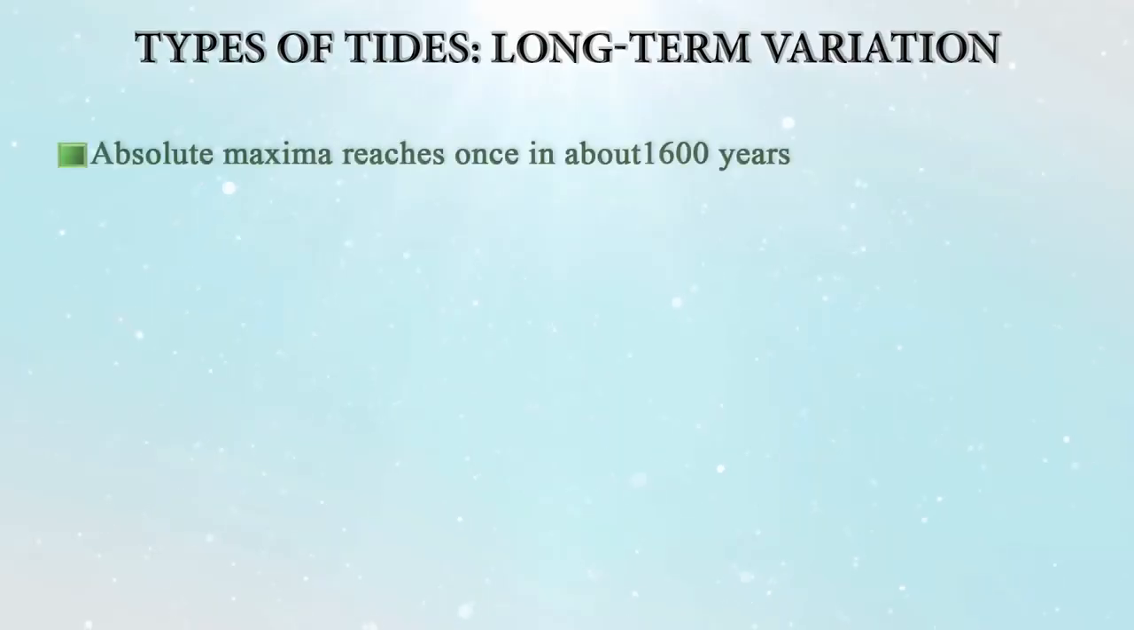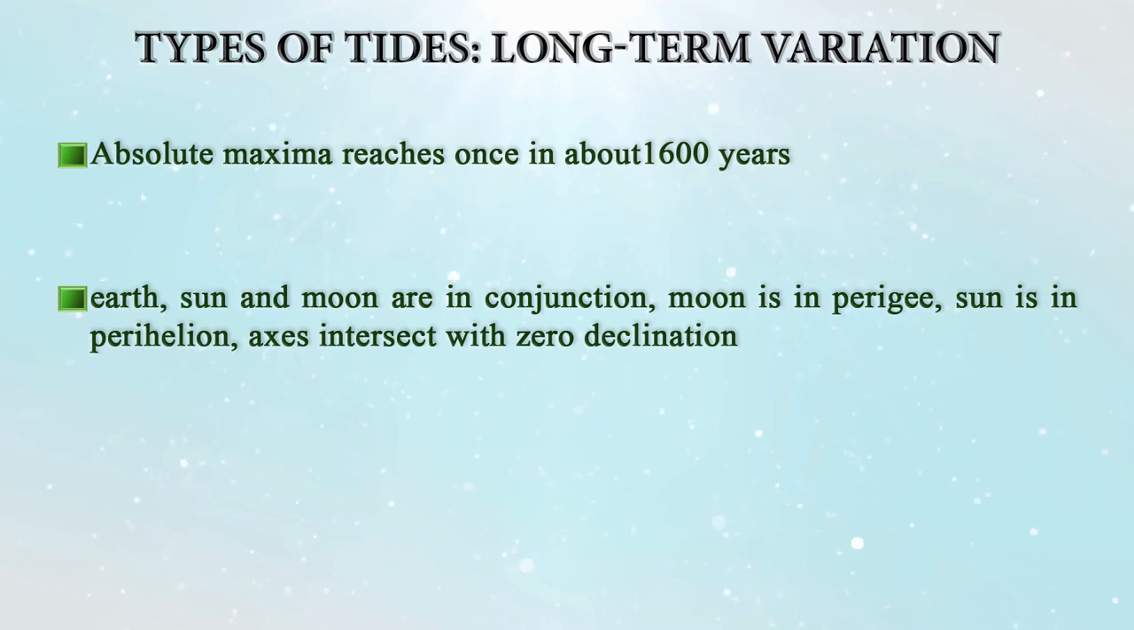Now, there is also one long term variation. Absolute maxima reaches once in about 16 years. It happens when earth, sun and moon are all in conjunction. Moon is in perigee, sun is in perihelion, and the axes of all these heavenly bodies intersect with zero declination.